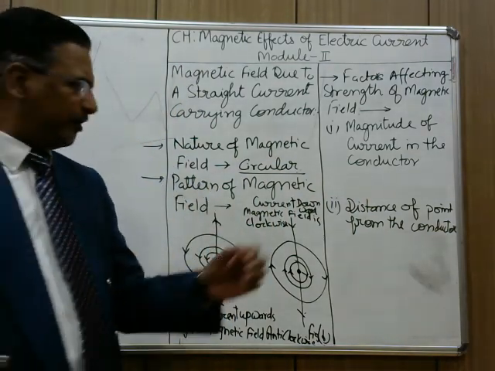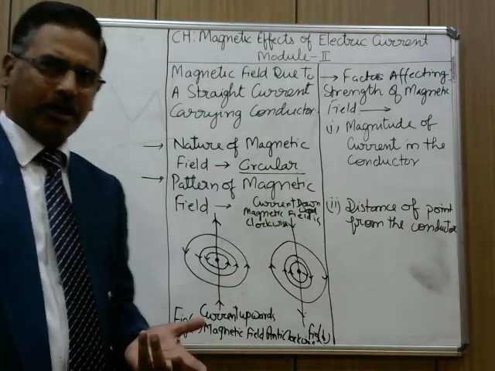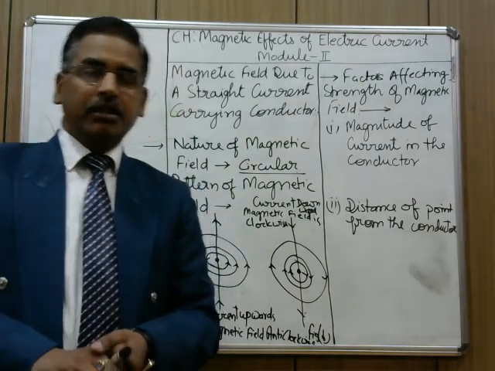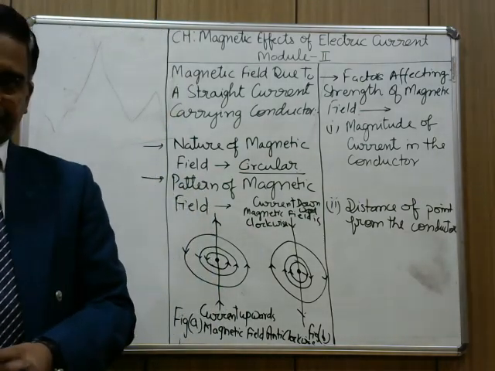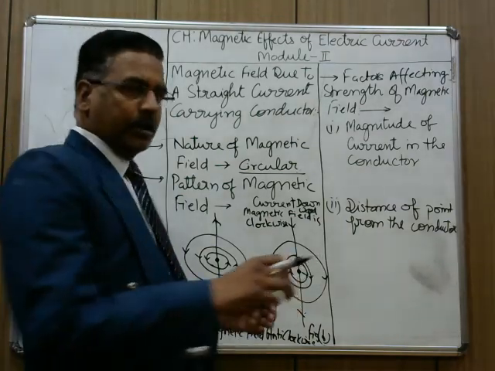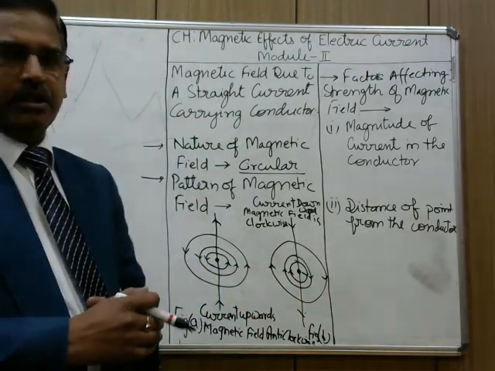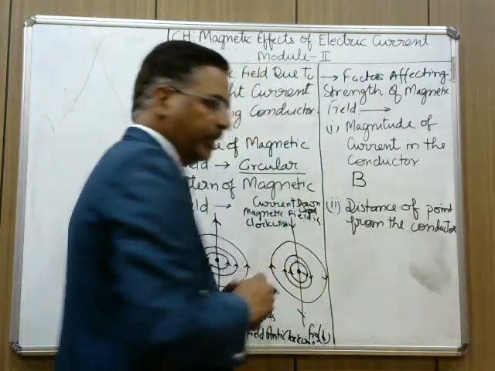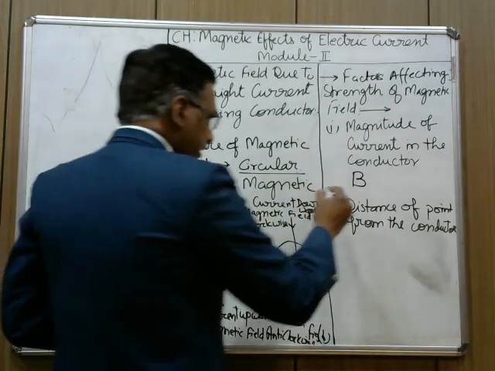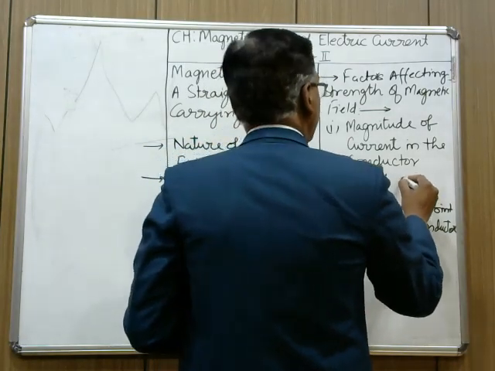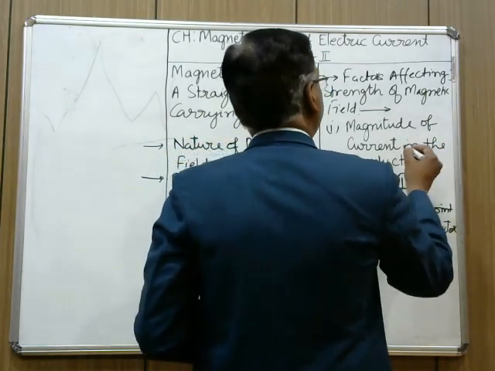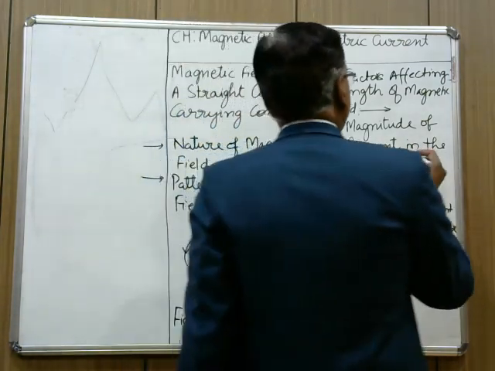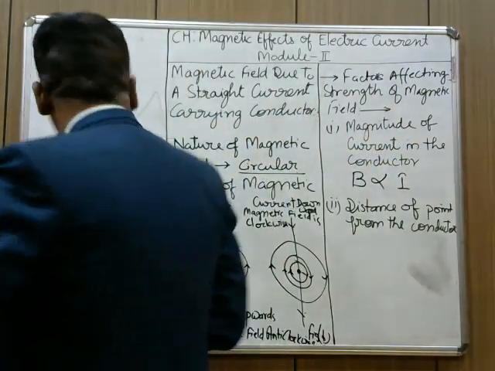Now the next question, which I think will be clear to you also: how does the strength of magnetic field depend on these two factors? As we told you in the previous module, the strength of magnetic field is represented by the symbol capital B. So the strength of magnetic field B is directly proportional to the magnitude of current I in the conductor.